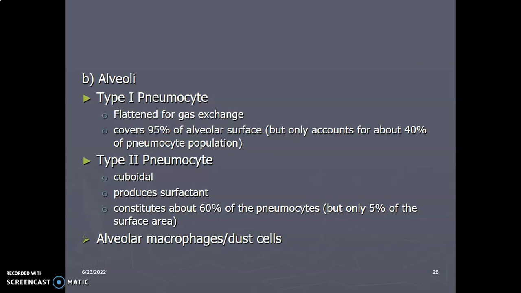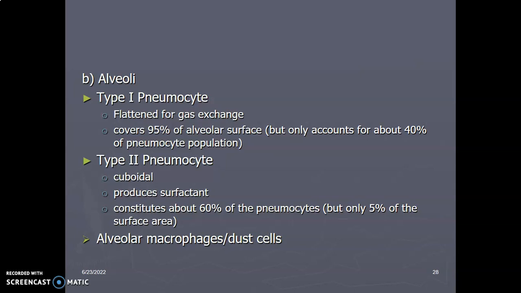Type 1 are the simple squamous, single layer flattened cells for gaseous exchange, so you're able to have diffusion. This covers 95% of the alveolar surface. Then type 2 are cuboidal. Their main function is to produce surfactant. Type 2 pneumocytes are approximately 60% of all pneumocytes.